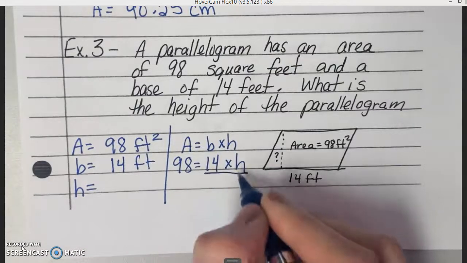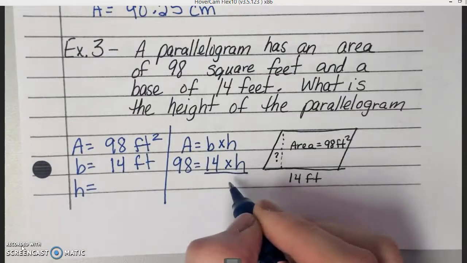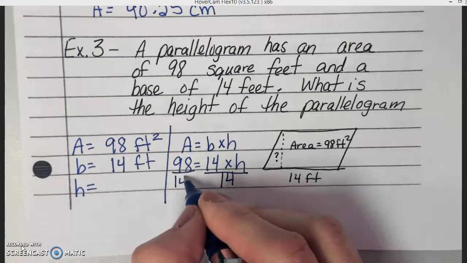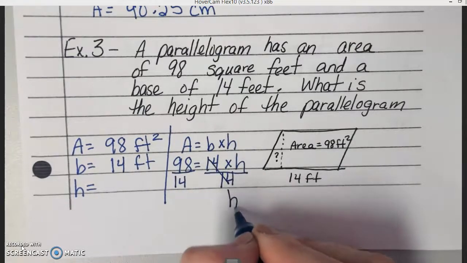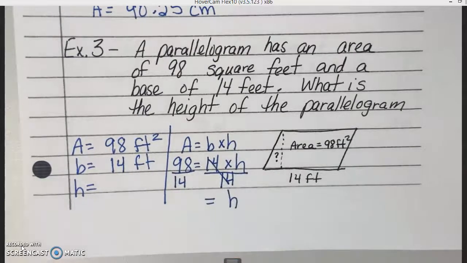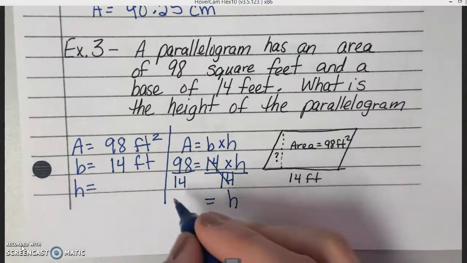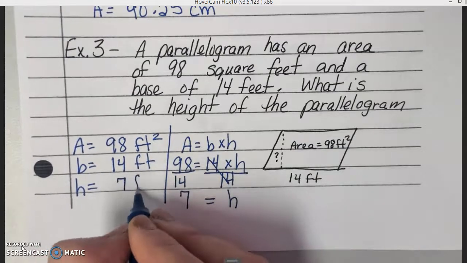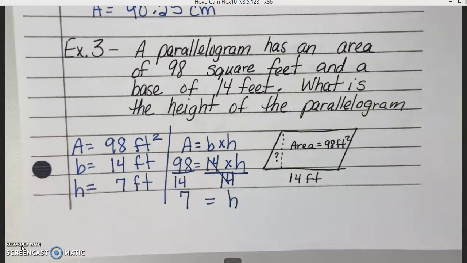Well, I'm going to have to divide by 14 to get H by itself here. So that means I have to divide by 14 here. That leaves me with H on this side. What's 98 divided by 14? 7. So we get the height would be 7 feet.